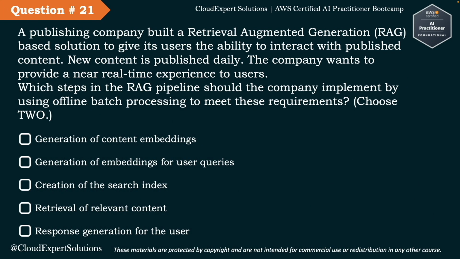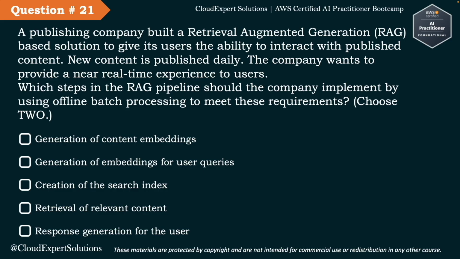A publishing company built a retrieval augmented generation or RAG based solution to give its users the ability to interact with published content. New content is published daily. The company wants to provide a near real-time experience to users. Which steps in the RAG pipeline should the company implement by using offline batch processing to meet these requirements? And we have to choose two correct options.